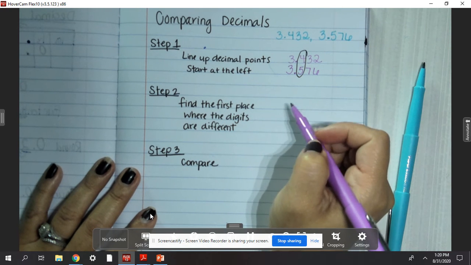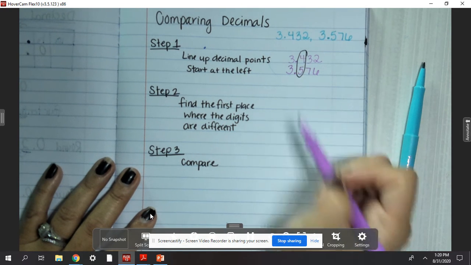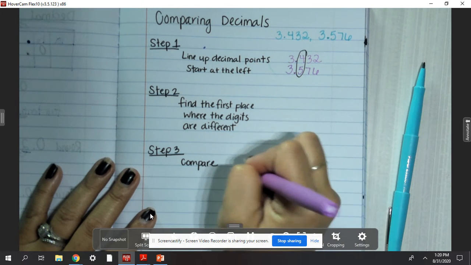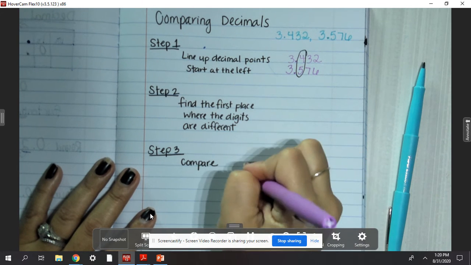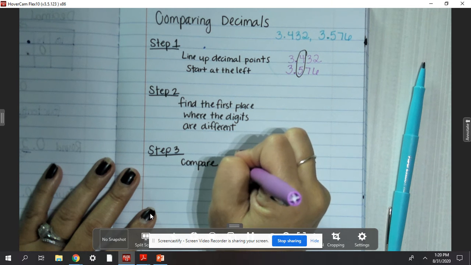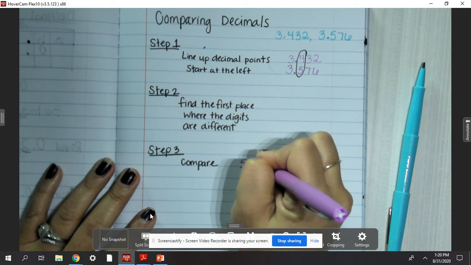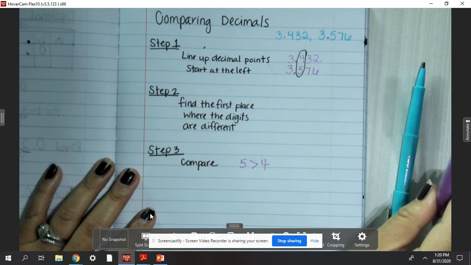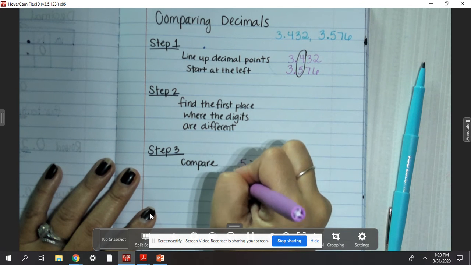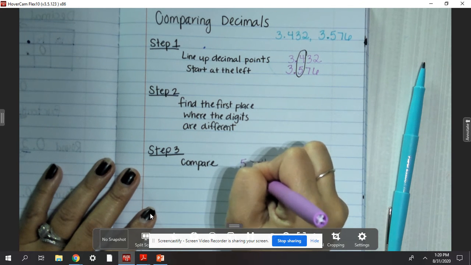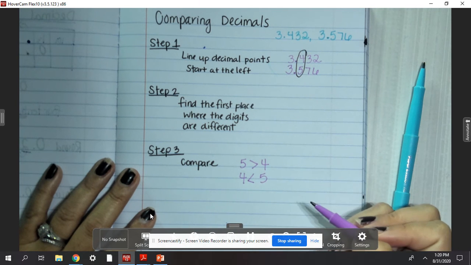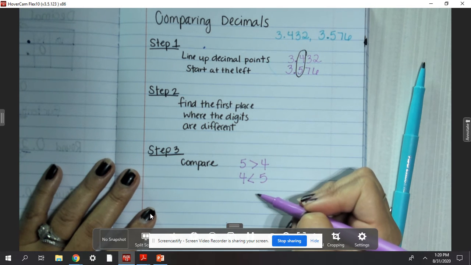So looking here, what do I know about 4 and 5? Well, if I want to write a statement to compare these numbers, I can say 5 is greater than 4. I can also say 4 is less than 5. These statements are both true. So I've just compared those numbers.